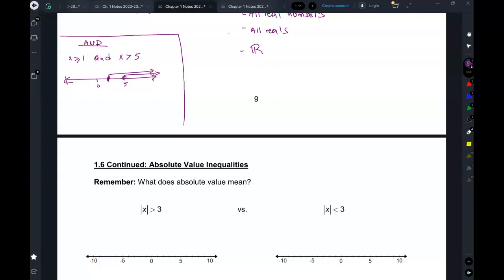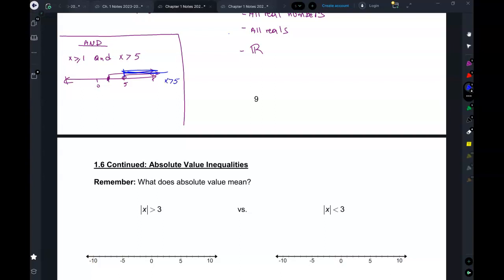It would be x is greater than 5. X is greater than 5, right? It would just be this region. Because if it's AND, it's got to satisfy both of them. If you're here, you only satisfy this one. If you're here, you don't satisfy any of them. If you're here, you satisfy both of them. X is greater than 5.